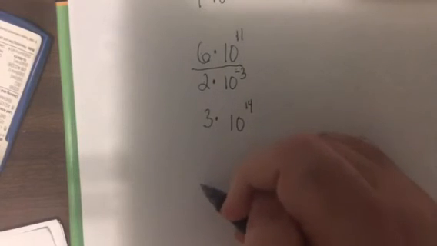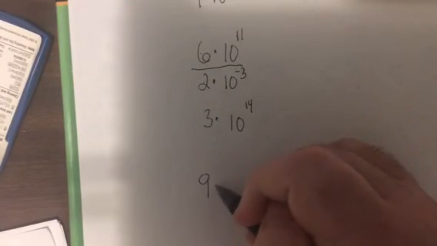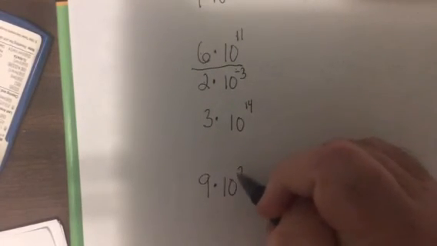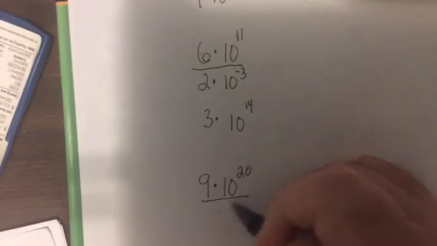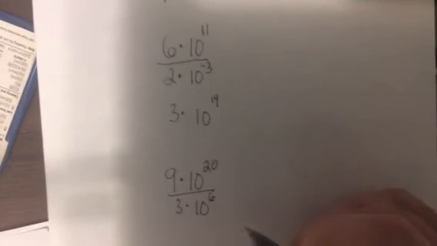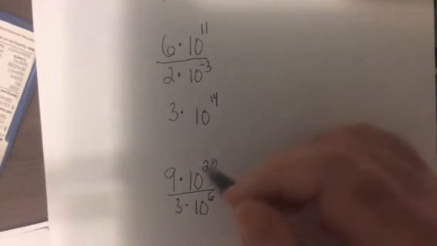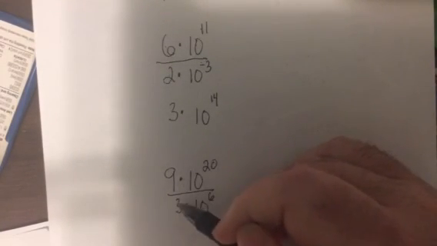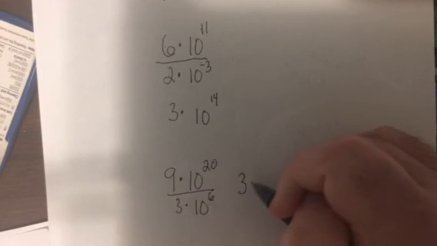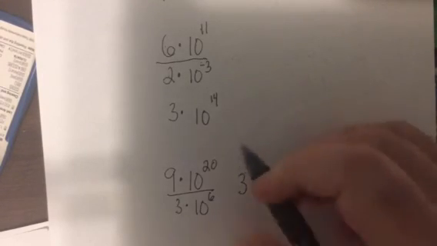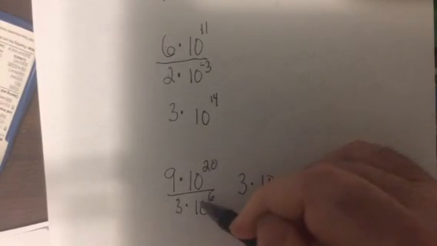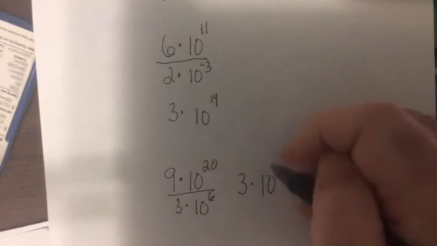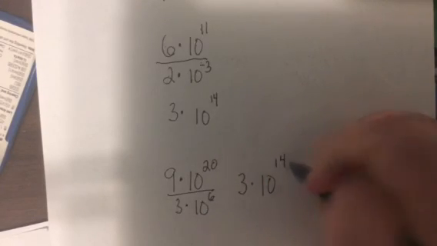See if you can do one. 9 times 10 to the 20th divided by 3 times 10 to the 6th. Just try it. Well, 9 divided by 3 is 3. Times 10 to the, whenever you divide two things same base, you subtract. 20 minus 6 is 14.